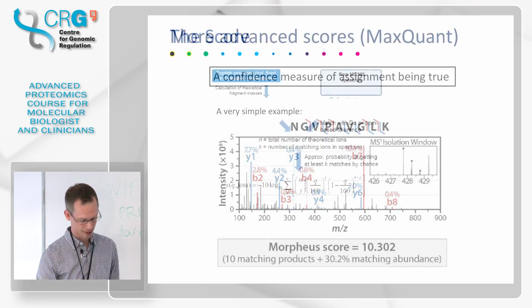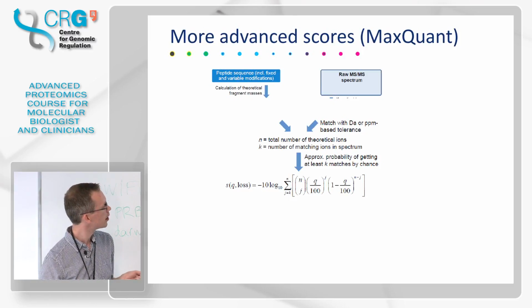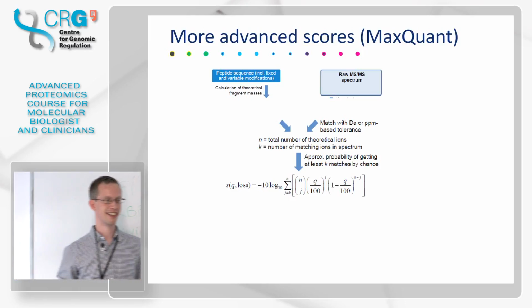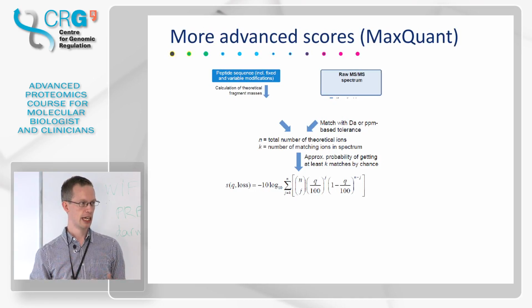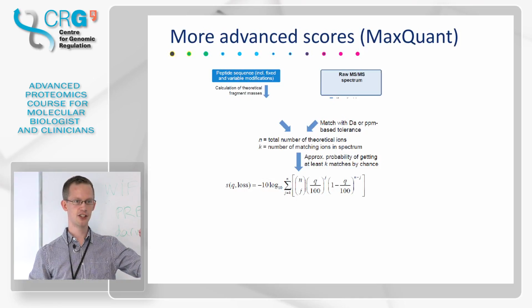It can also get more advanced. So this is the MaxQuant score and how that's calculated. It takes, again, experimental data and theoretical data, and then it does all the matching with some tolerance based on the instrument. And then here, this may look a bit odd. This is essentially a binomial distribution, a summed binomial distribution, and this is based on the number of matching hits compared to the number of theoretical hits.